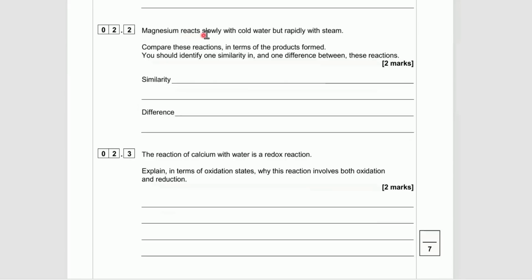2.2. Magnesium reacts slowly with cold water, but rapidly with steam. Compare these reactions in terms of the products formed. You should identify one similarity and one difference between these reactions, and that's worth 2 marks.